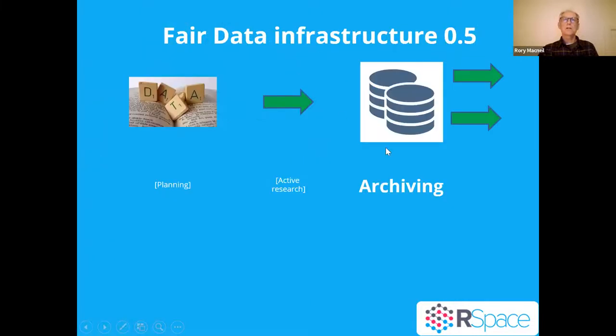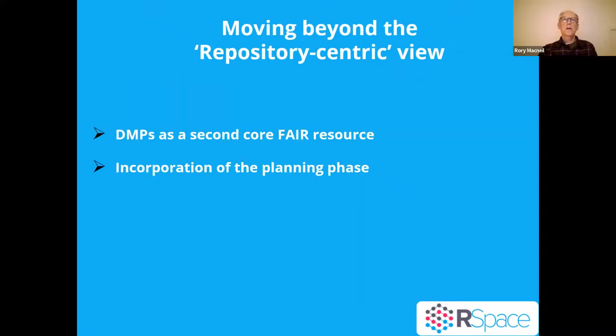We could say that this, going back to the repositories, is what I've termed FAIR data infrastructure 0.5. So basically it was pretty simple. You had a repository and you put some data in. How did you get the data in? Well, somehow that was pretty obscure, but once you got it in, then it could be queried. So that was really the beginning, if you will.